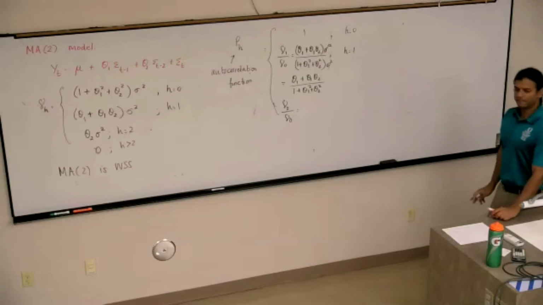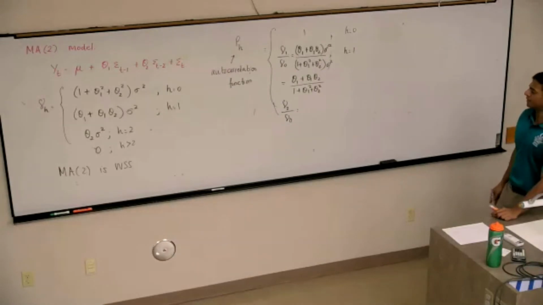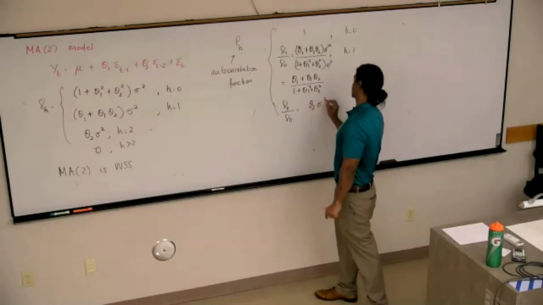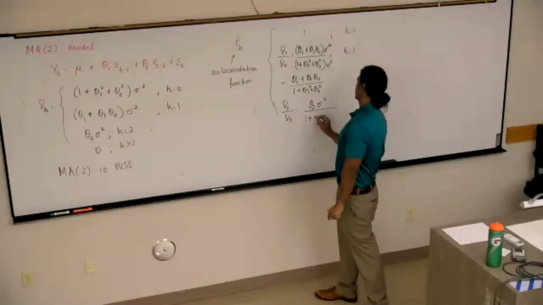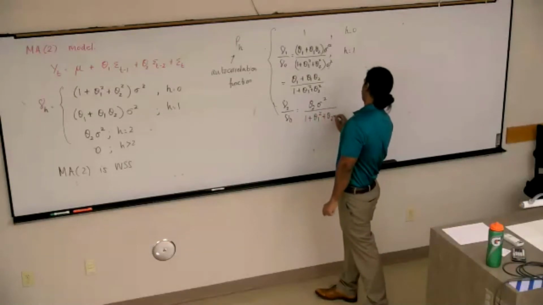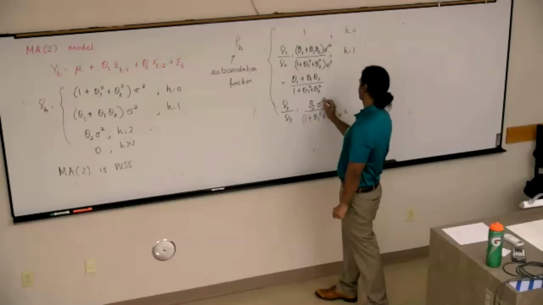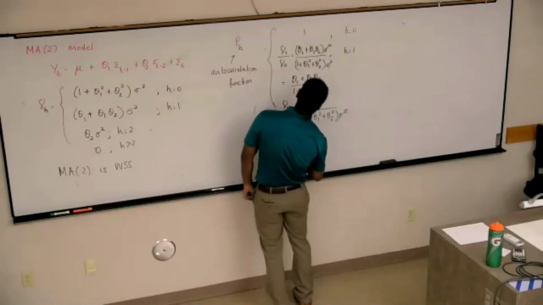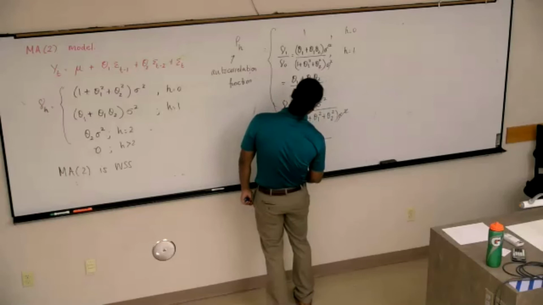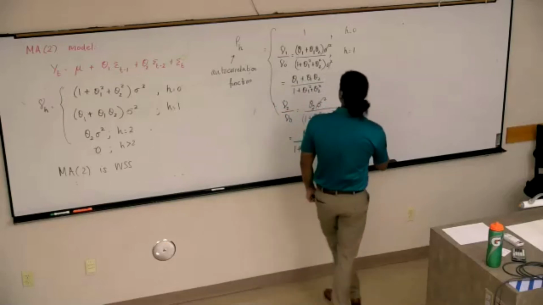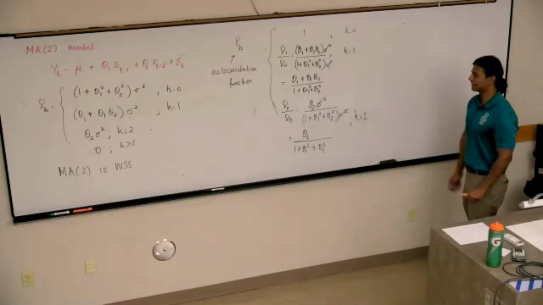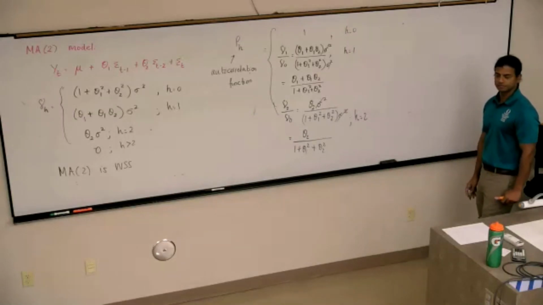Last case, it would be the same process. Gamma 2 over gamma 0 would be equal to theta 2 sigma squared divided by 1 plus theta 1 squared plus theta 2 squared, times sigma squared. Sigma squared will get cancelled. We will have theta 2 divided by 1 plus theta 1 squared plus theta 2 squared. That's for h equals 2. What happens for h greater than 2? It will be 0.